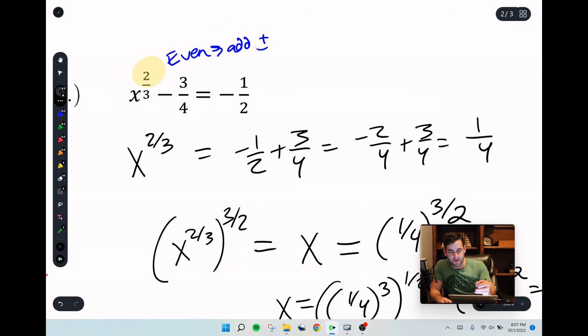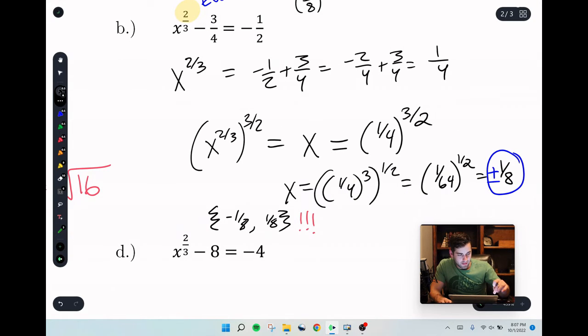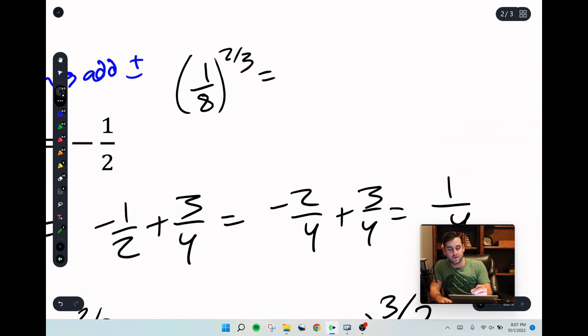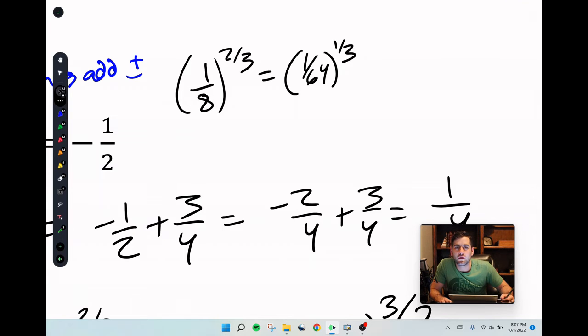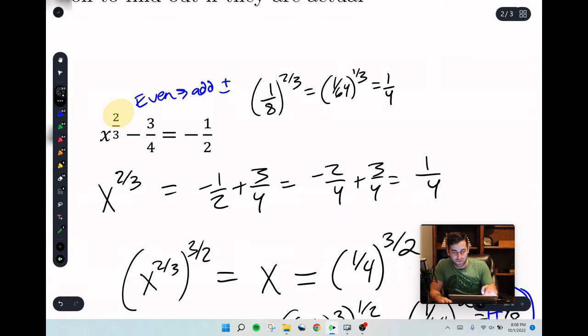Let's try -1/8. -1/8 to the 2/3. Well, we just did that, didn't we? Or did we not? Yeah, we did. No, we need to do it. -8, that gives us 1/64 to the cube root. What times what equals 64? I would guess 4. 4 times 4 is 16 times 4 is 64. So that's 1/4. And 1/4 minus 3/4 better give us -2/4, which is equal to -1/2. That's a check. We're good to go.